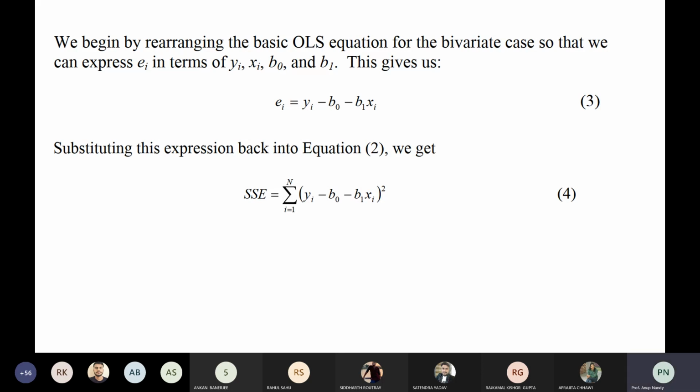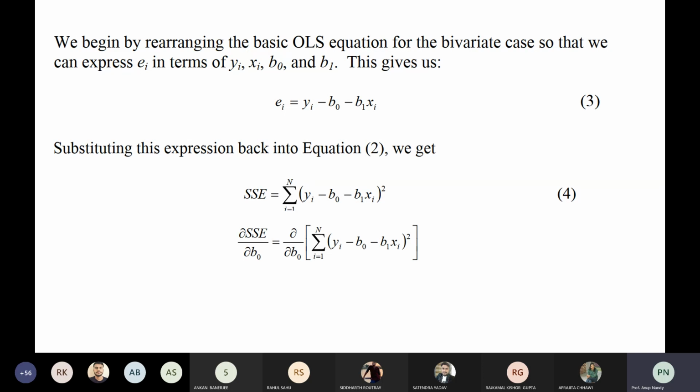Now you need to do the differentiation with respect to the two unknowns. What are the unknowns? B0 and B1. Now you need to do the partial differentiation. Firstly, we need to do the partial differentiation of SSE with respect to B0, and then the partial differentiation of SSE with respect to B1. Okay, we'll see one by one.